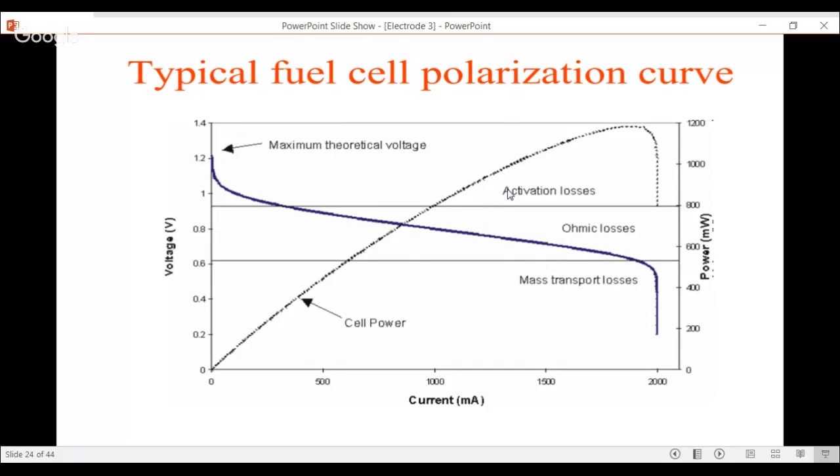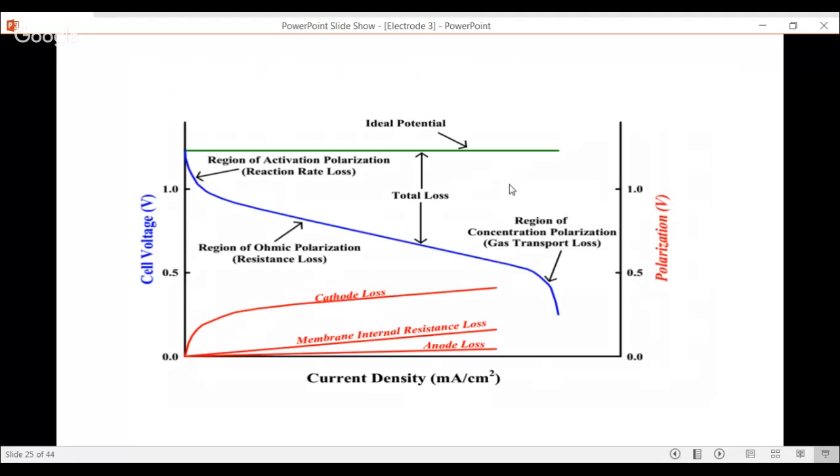Activation loss, what are the parameters on which activation loss is present, ohmic loss is present, and mass transport loss is there. Normally we will not operate at such high currents. Therefore we will avoid the mass transport losses. Only ohmic loss and activation loss will be predominant in the polarization curves.